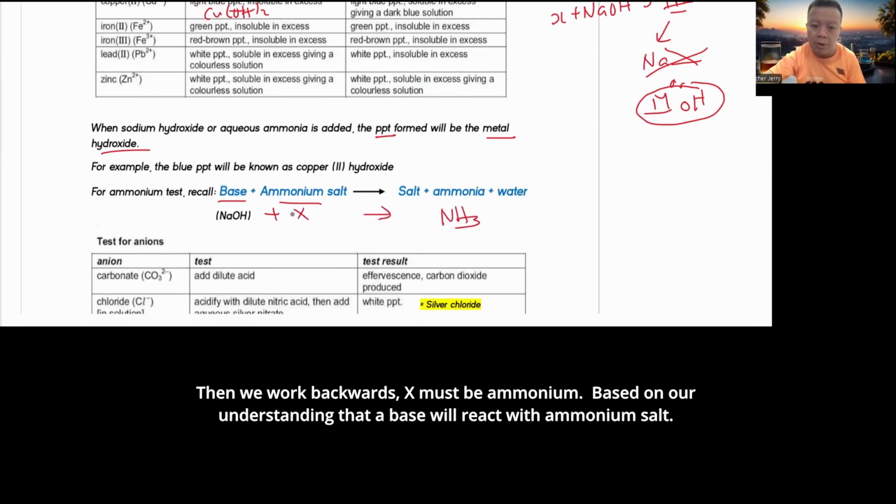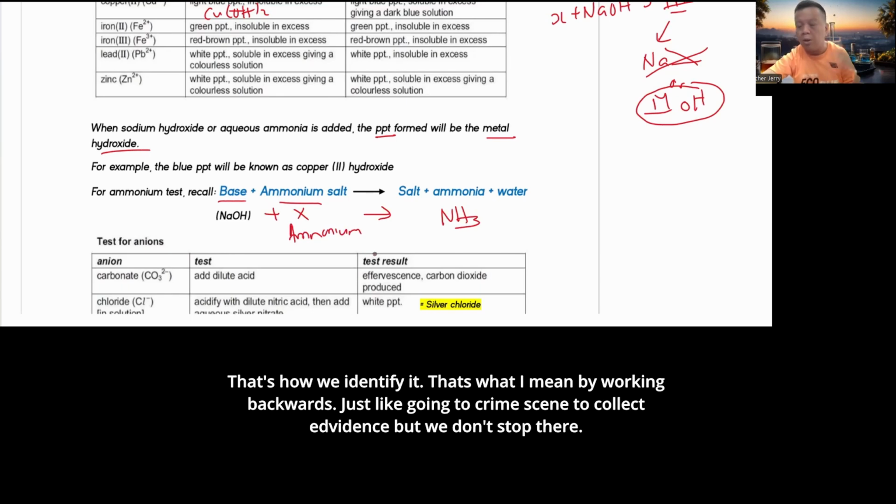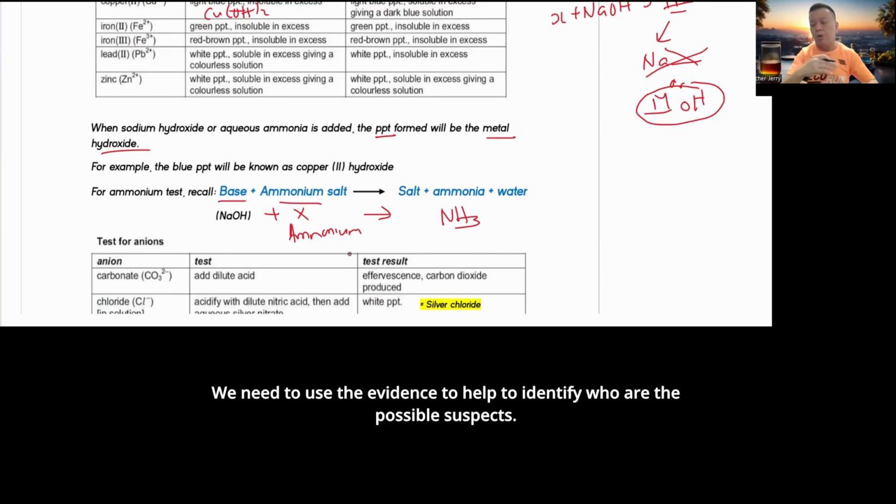Then we work backwards. X must be ammonium, based on the understanding that a base will only react with an ammonium salt. That's how we identify it. That's what I mean by working backwards. Just like going to a crime scene, we collect evidence, but we don't just stop there. We need to use the evidence to help us identify the possible suspects.